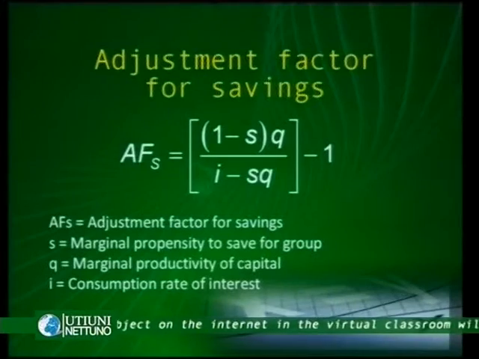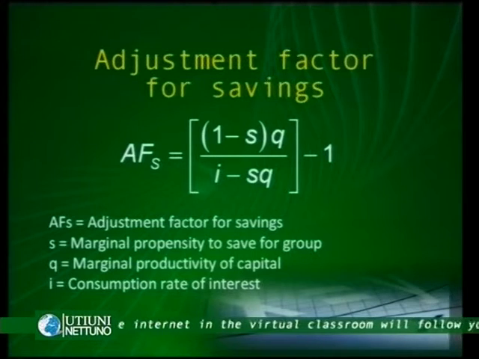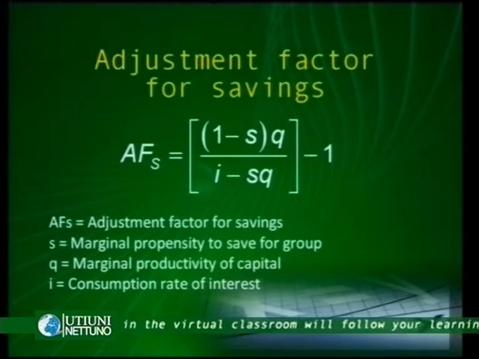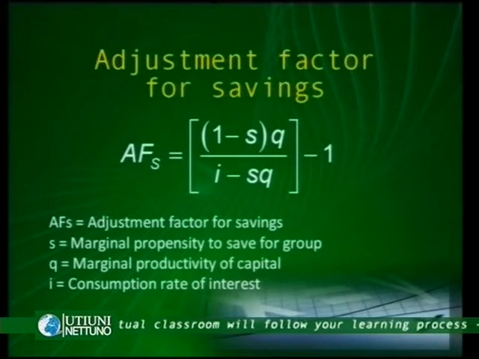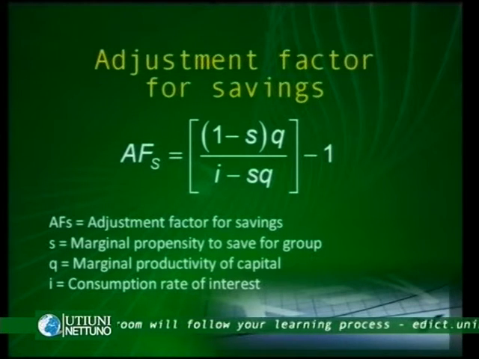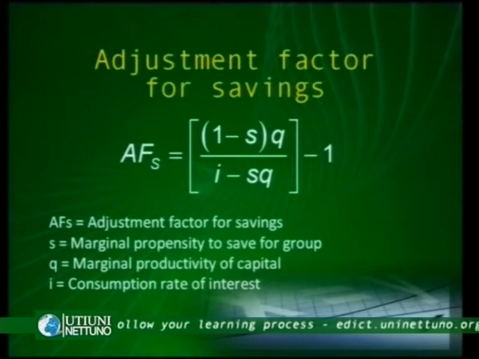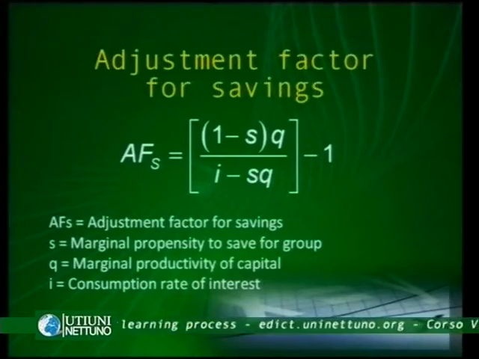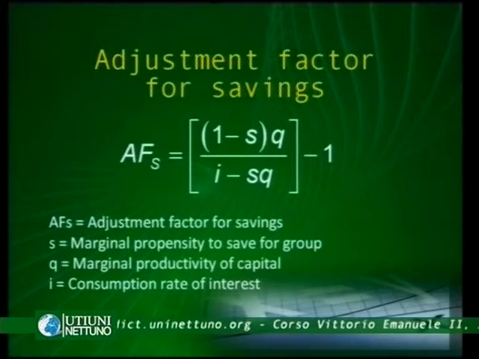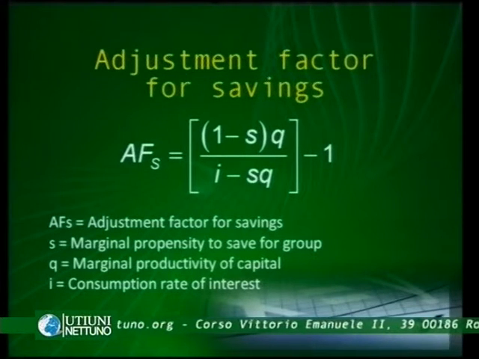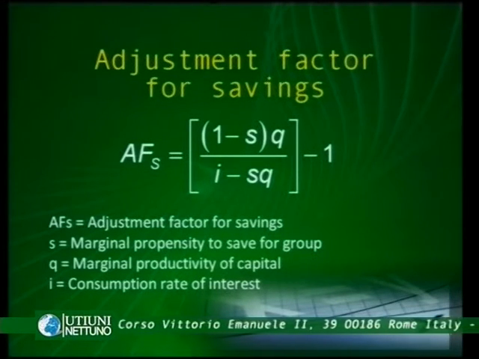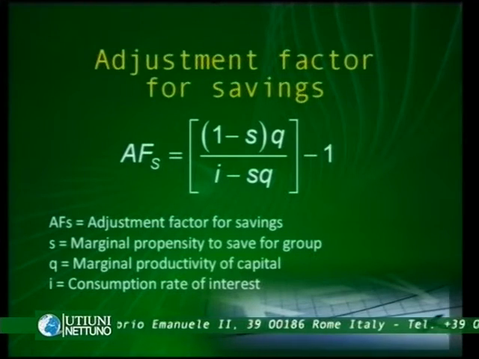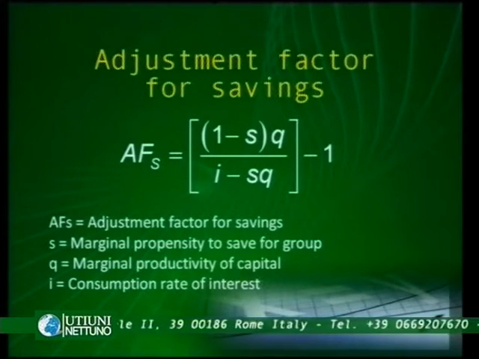A second adjustment factor is for saving, and this is related to the problem of intertemporal distribution of the benefits of a project. So savings are the basis for investment, leading to future consumption. Here the logic is that the more you invest today, so the more you save today, the more consumption will be available for future generations.